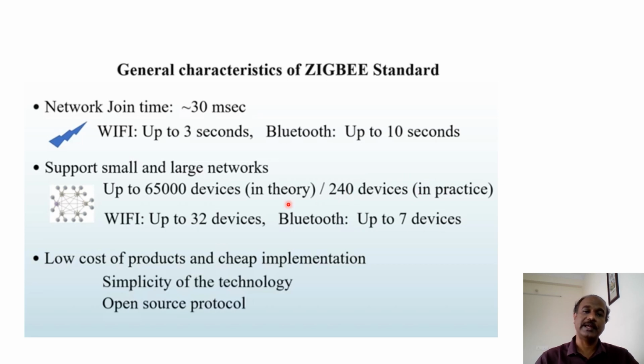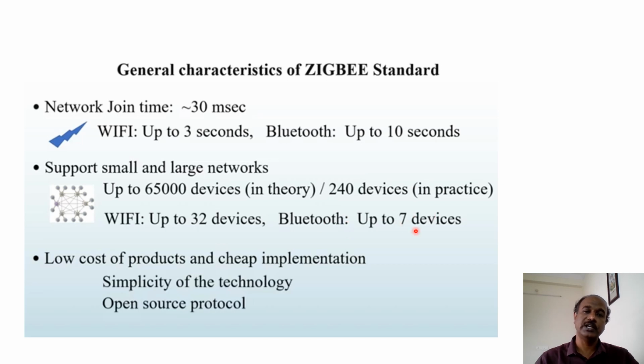a home. So the maximum number of devices that can be connected in a ZigBee network is practically 240. Theoretically, 65,000 devices can get connected to a ZigBee network. But when you compare this number, 240 devices practical in case of a ZigBee network, with Wi-Fi, as you can see here, the Wi-Fi network allows up to only 32 devices, whereas in case of Bluetooth it is still lower.